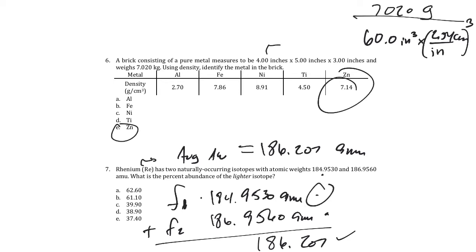We want the abundance of the lighter. Do you see how the lesser abundant isotope is going to be less abundant, since the average mass is closer to that of the heavier isotope? So the average atomic weight is closer to the heavier isotope, so the heavier isotope is going to be more abundant than the lighter isotope.